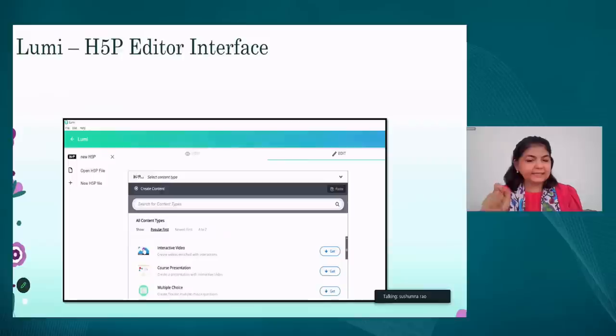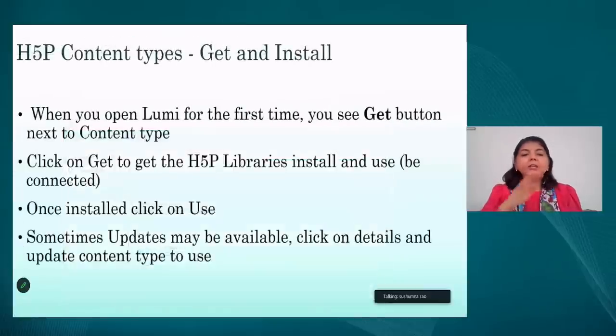You can click on get and install and then use them. Remember, to use this LUMI application offline, you have to download all your content types when you are connected to the internet on your desktop. Once you install, you can use them even offline.